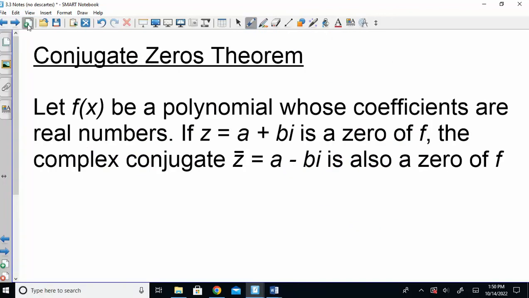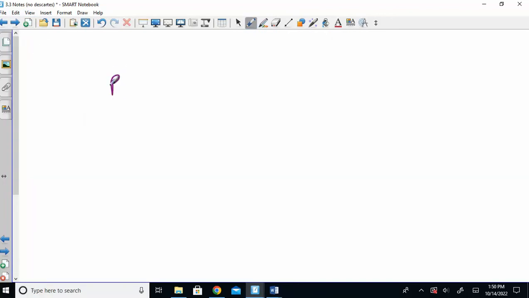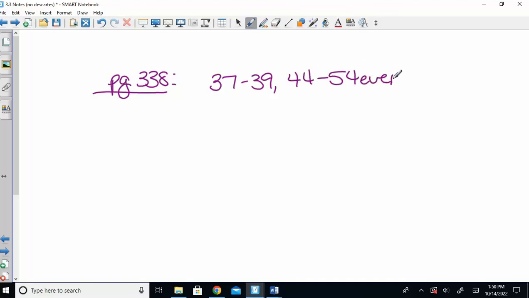Okay, so for homework, I have homework printed on here. We did not do one last night. I kind of shortened last night, so I'm going to add it on tonight. We have over 20 minutes right now to work on this. So I want you to do 37 through 39, and then 44.